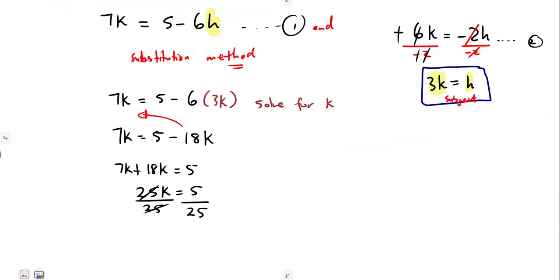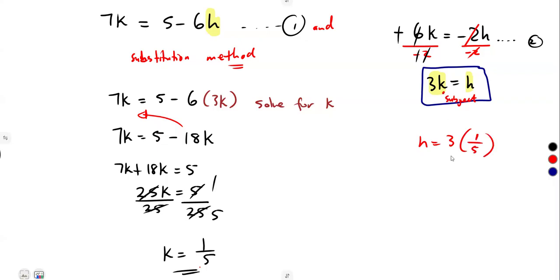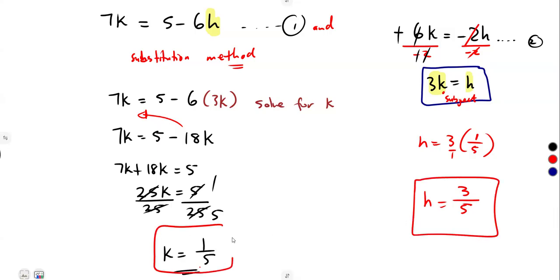So this is going to give us the value of k. So 5 into 5, that's 1, into 25, that's 5. So this is 1 over 5. And we can find the value of h by substituting the value of k that we obtained. So h is equal to 3 times k, where k is 1 over 5. So this is same as over 1. So 3 times 1, that's 3. 1 times 5, that's 5. So this is our h and this is our k.